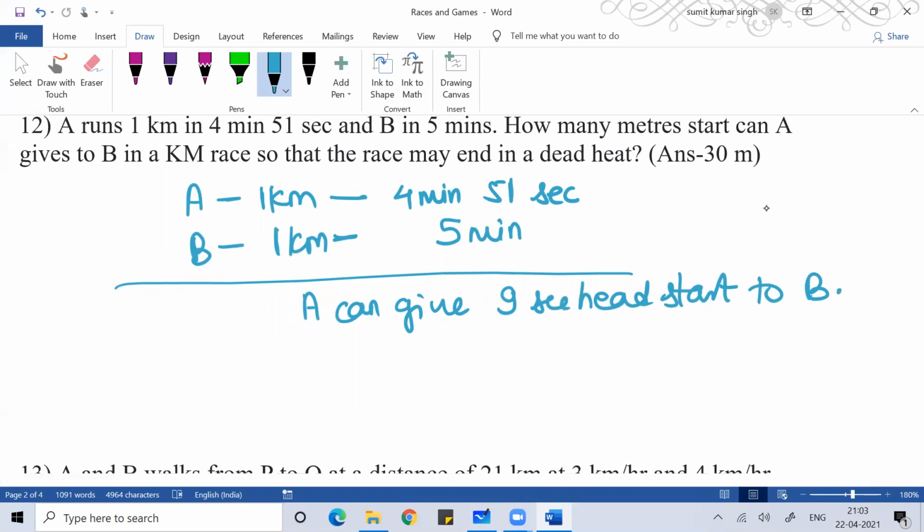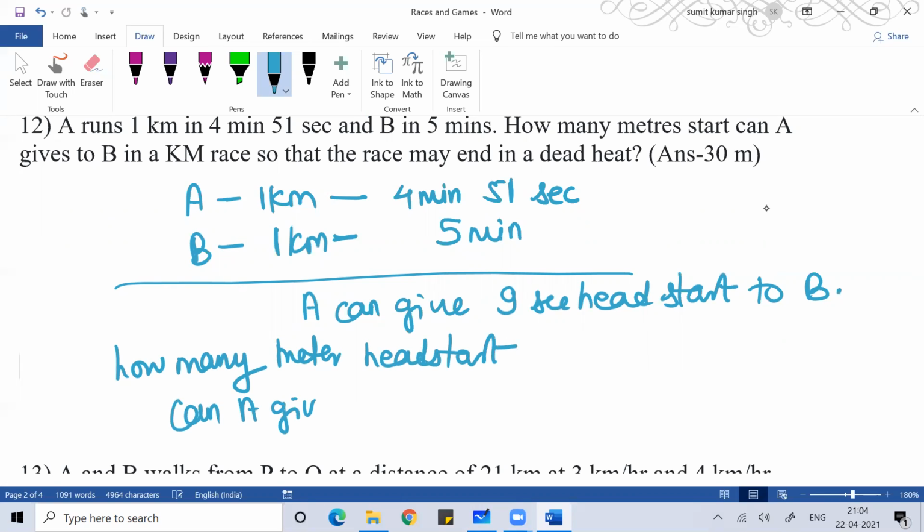Okay, so how many meters start can A give to B? Now they're not asking in terms of time, they're asking in terms of distance. For distance you need a speed. So how many meters head start can A give to B?